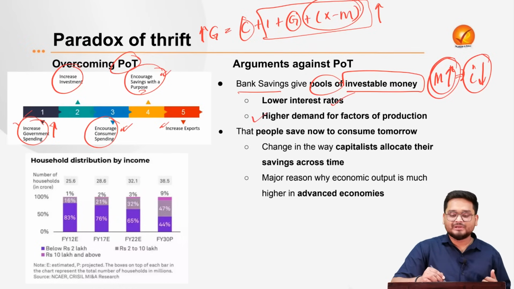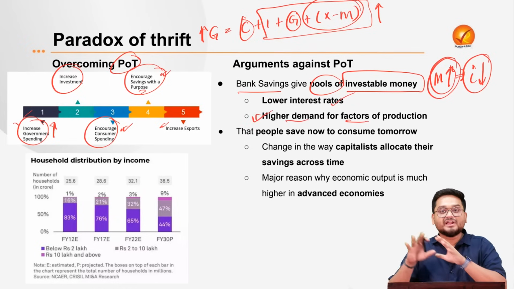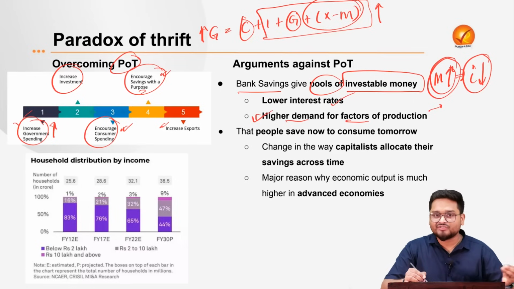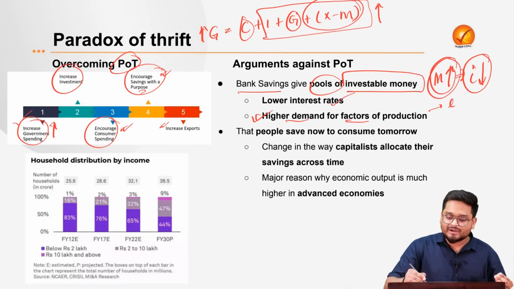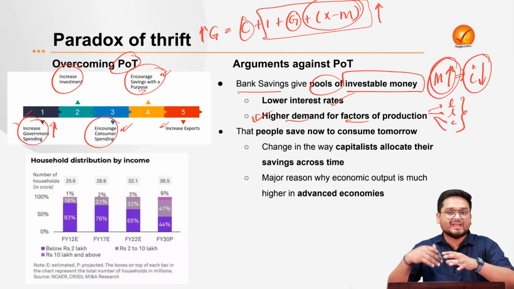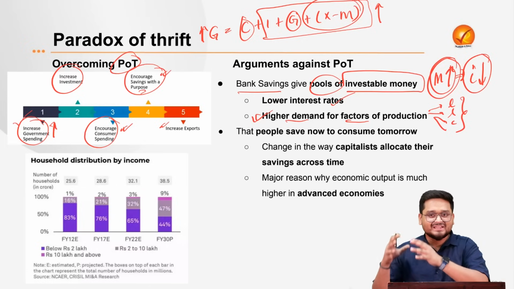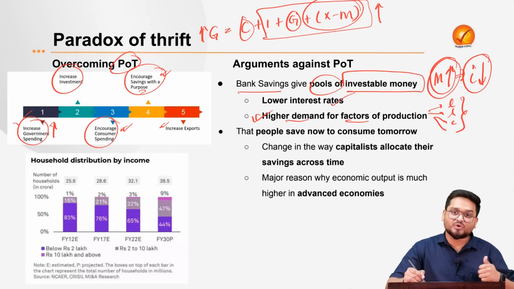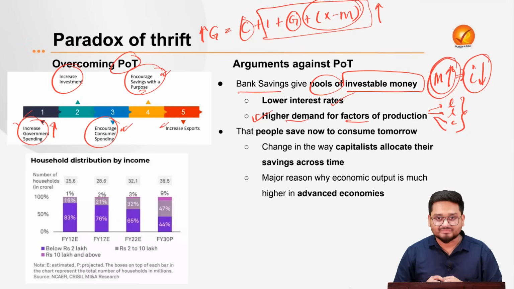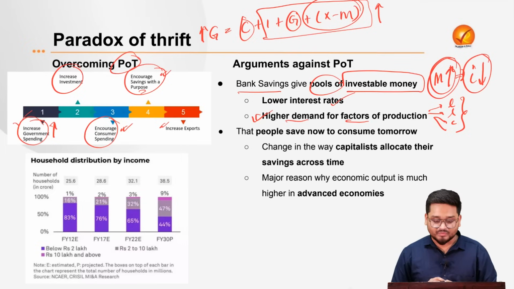And lesser interest rates will be leading to higher demand for various factors of production. That means there will be many entrepreneurs, many business houses who will be demanding more and more land, labor, capital, and other kind of profits, right? Because they will be taking loans from the banks, right? They will be taking loans from the banks to set up more and more businesses. So more savings is actually good for the banking system and later for the business system too.